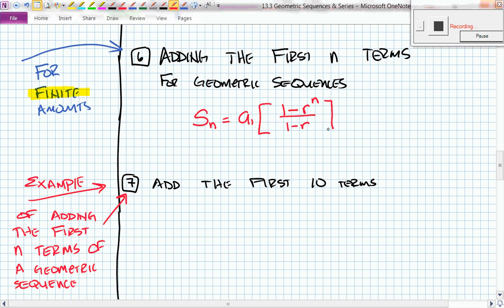Now, the n, the exponent, is only on the r. It's not on the entire thing. It's only on the r. So it's 1 minus r to the n divided by 1 minus r. Very, very important. You got to memorize that. But you're going to do so much work with it that you're going to have it memorized in no time. 1 minus r to the n over 1 minus r.